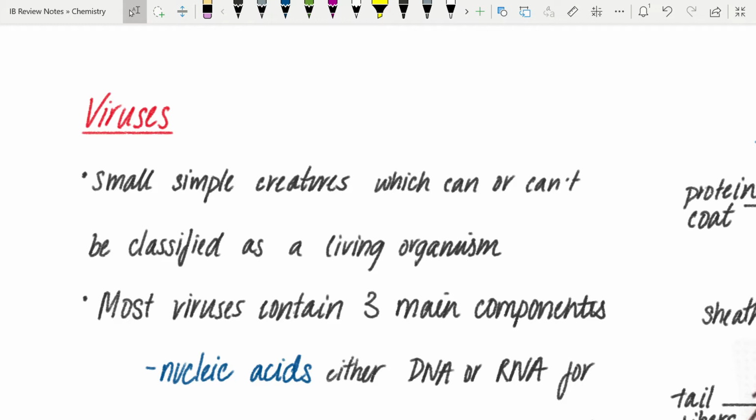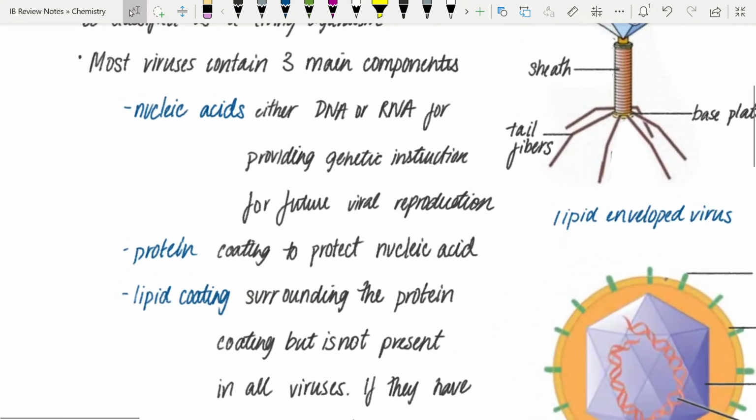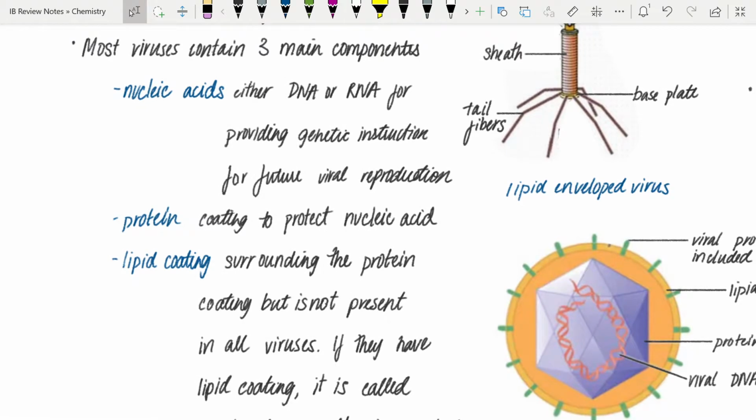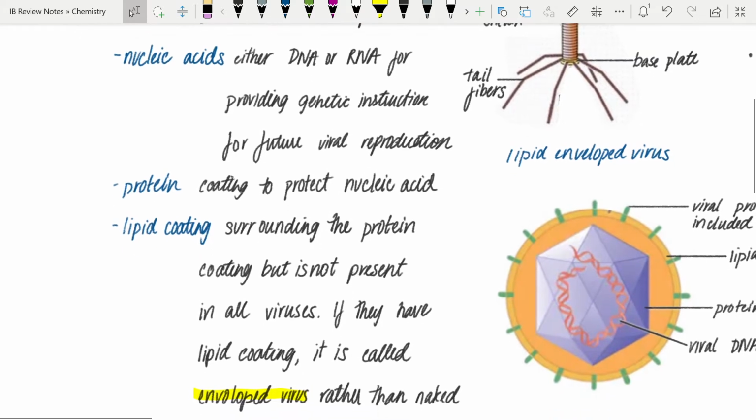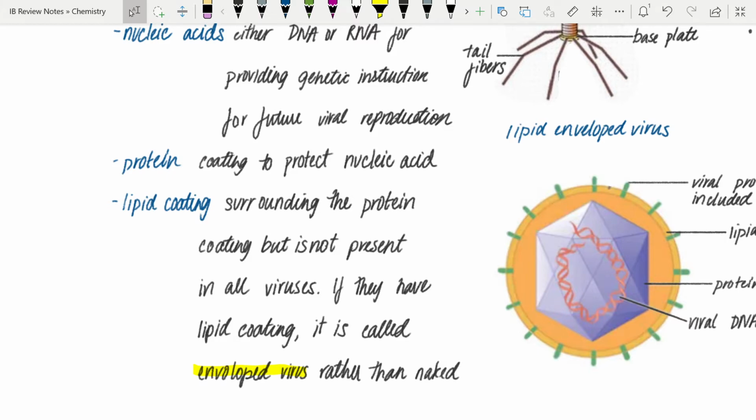Most viruses contain three components: nucleic acids, protein, and lipid coating. Nucleic acids, either DNA or RNA, provide genetic instructions for future viral reproductions. The reason that a virus can be contagious or spread throughout your entire body is because it reproduces so quickly. It has a protein coating to protect the nucleic acid and a lipid coating surrounding the protein coating, but it isn't present in all viruses. If they do have a lipid coating, it's called an envelope virus rather than a naked virus.